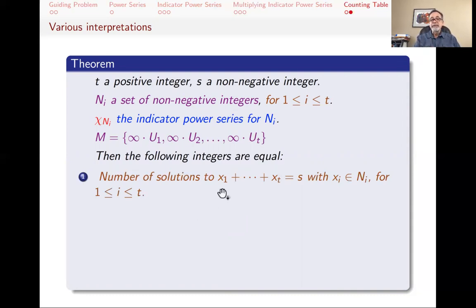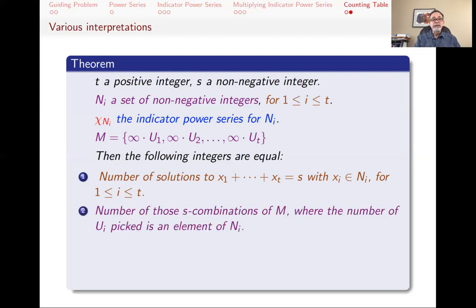One is that the number of solutions to x1 plus x2 plus all the way till xt equals s, as long as each xi can't just be anything, it has to be an element of Ni. So x1 has to be in N1, x2 has to be in N2, and so forth. So that number is the same as all the other ones.